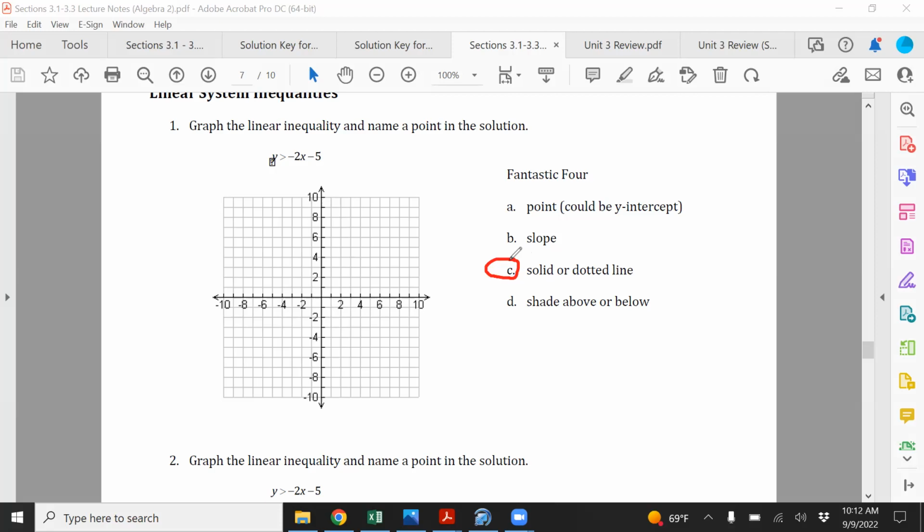When do you do a dash line? And when do you do a solid? When it's not. Good. And solid when it is equal. Exactly. Right. And then shading, as long as you isolate y, if y is greater, go above. If y is less, go below. That should be intuitive. Isabel, go ahead.